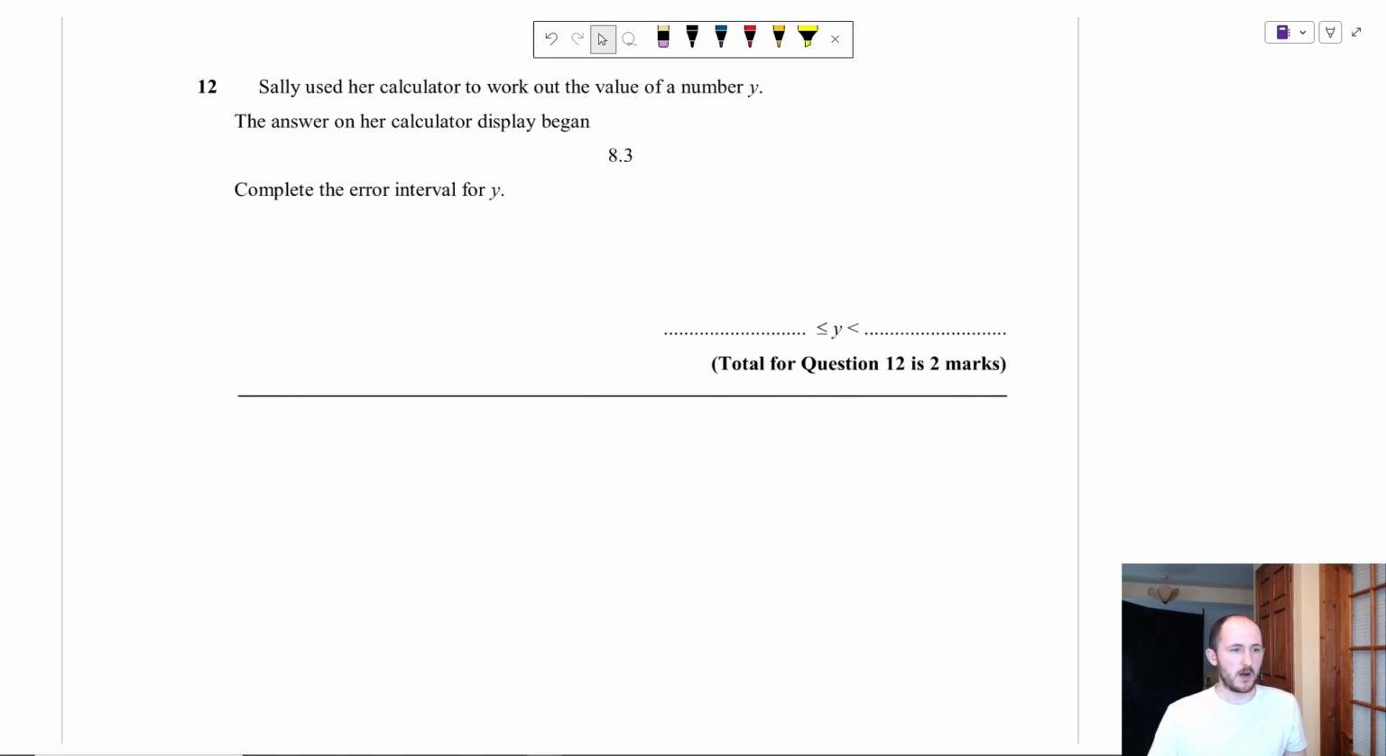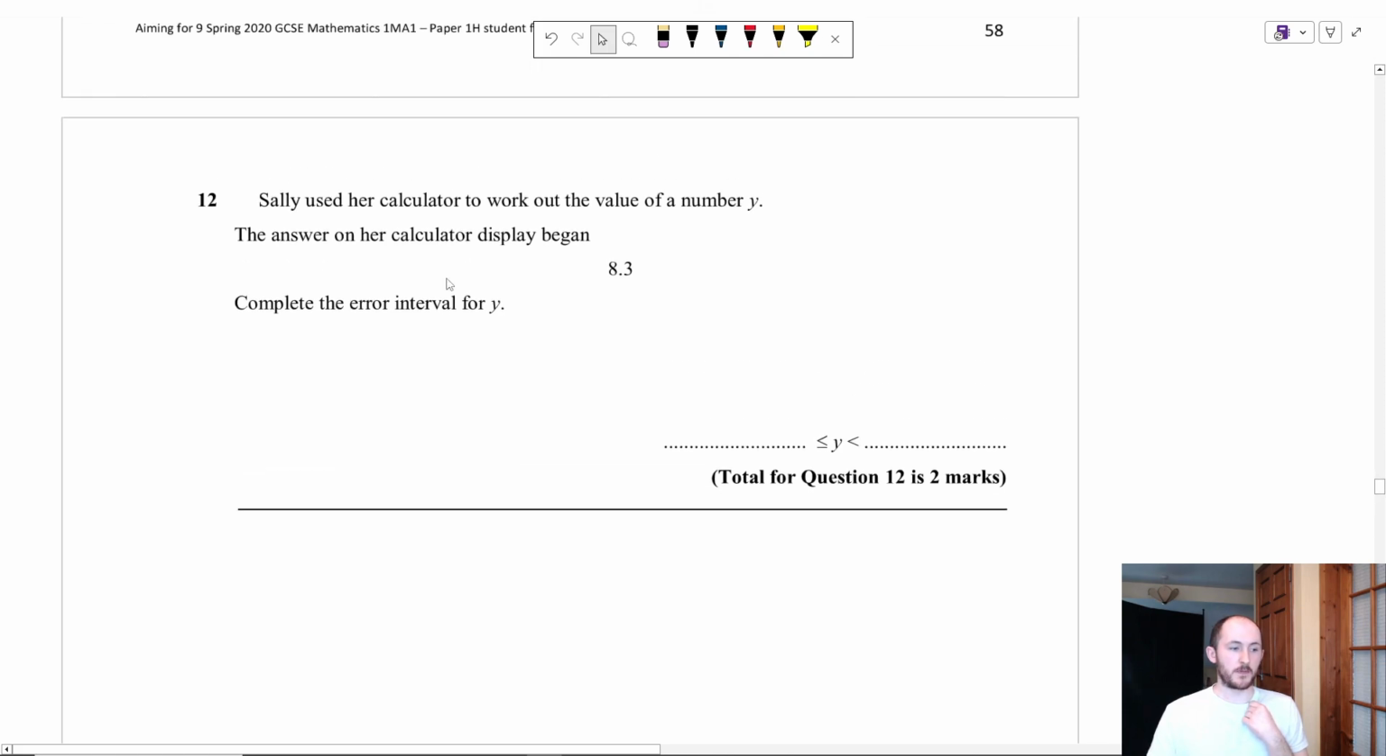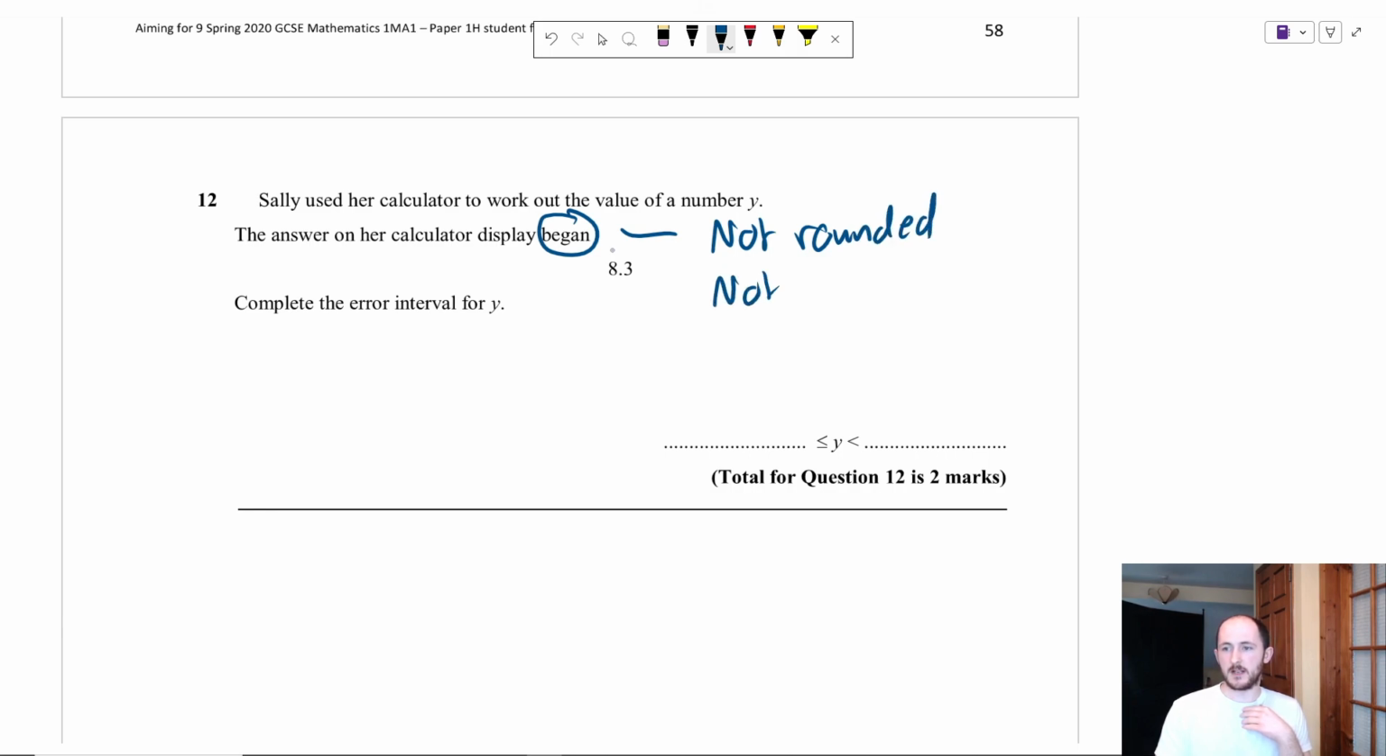Okay, so for question 12, we have an interesting error interval question. So in these lessons, to plot the graph itself, Adam, you need X and Y values. So for this, we have an error interval question. Now we've done a few different types on our live lessons previously. So we've done truncation and we've done rounding. But if we read what this question says, right, it says she used a calculator to work out the value of a number. The answer began, right? Now if you notice, it hasn't been rounded and it hasn't been truncated.